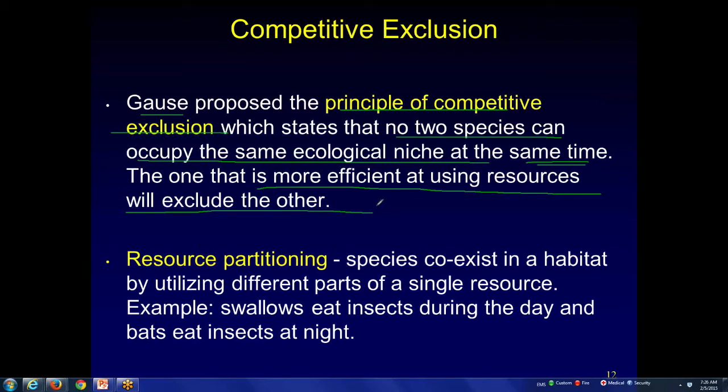So two species that have very similar niches, like two squirrels, will have a very difficult time living in the same place at the same time. There may be a temporary period of time where they overlap, but eventually one will outcompete the other.